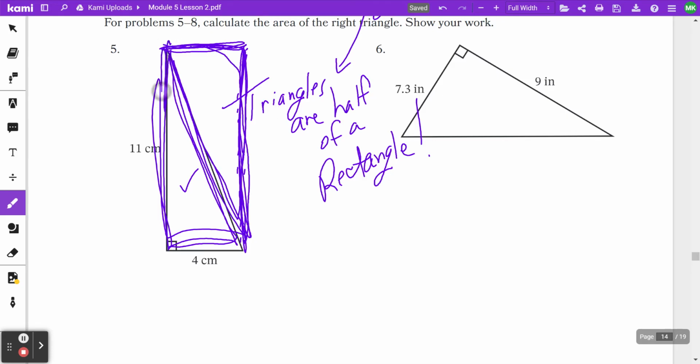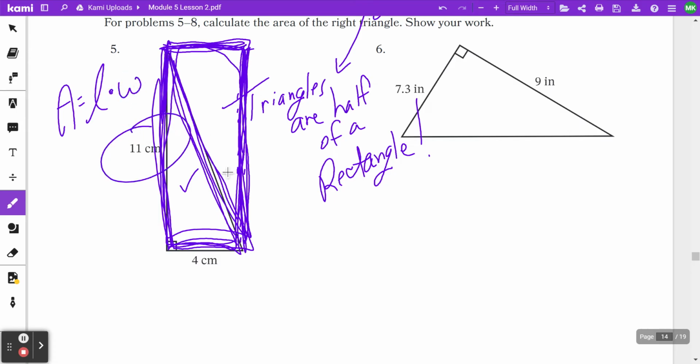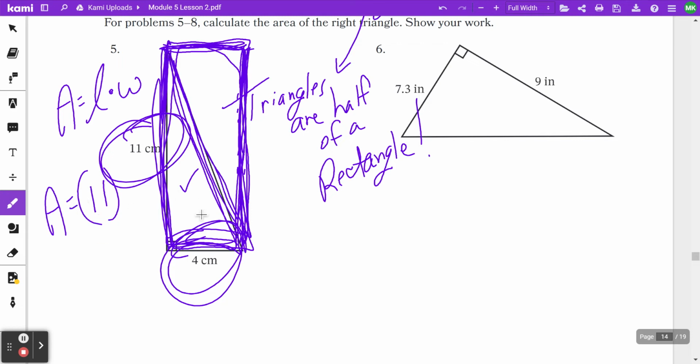So check out what I formed here. I actually created a rectangle. Now the area of a rectangle is just take the length and multiply it by the width. Maybe that's the length, maybe that's the width, or the other way around. It doesn't matter. You would then multiply the two values. You would take the 11 and multiply it by the 4 and you'd get 44.